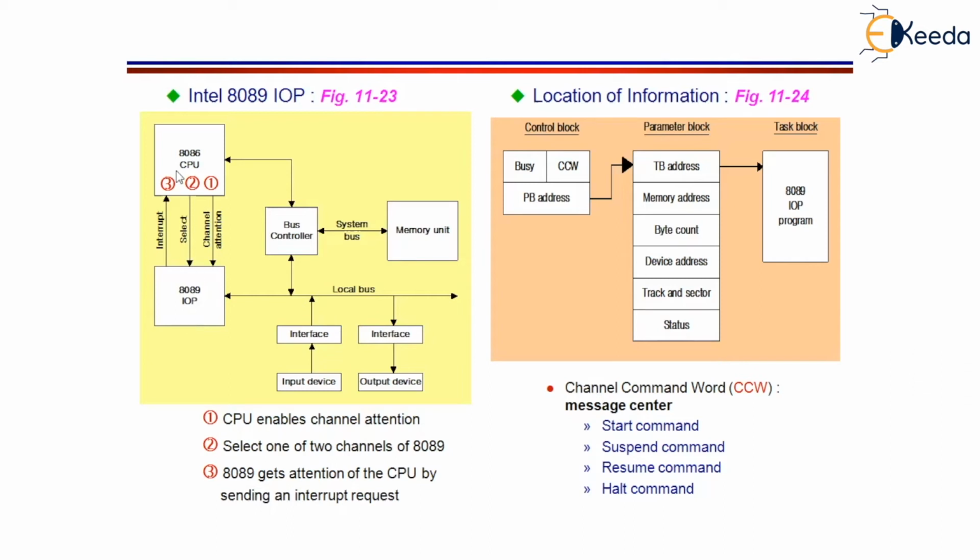Now, the moment it initiates this, it is going to use the main memory unit. That is, this 8086 is going to use a space in the main memory.